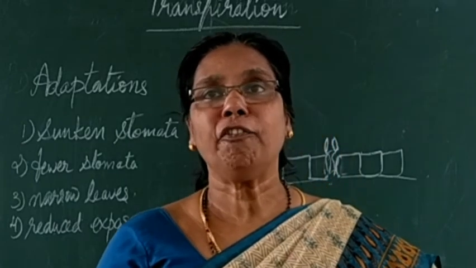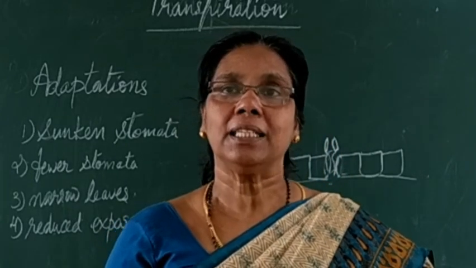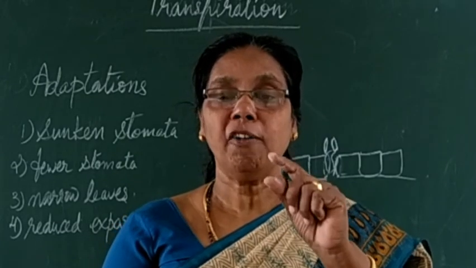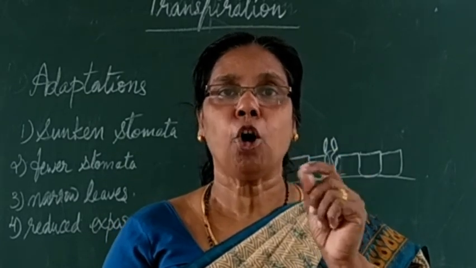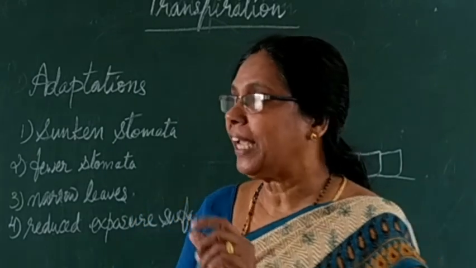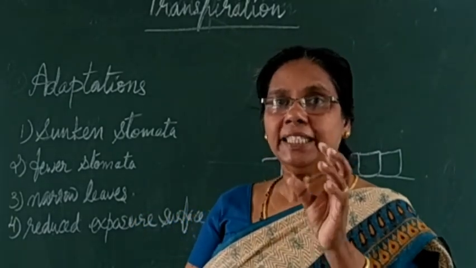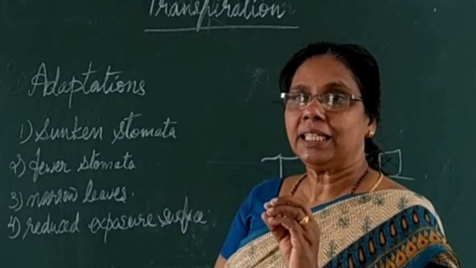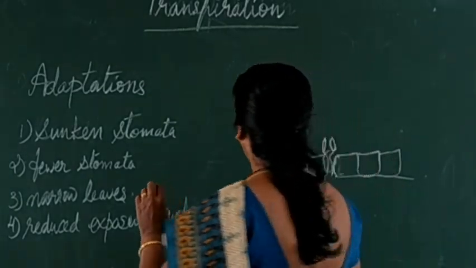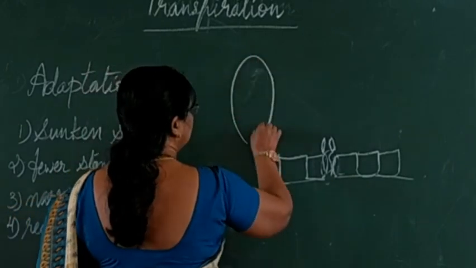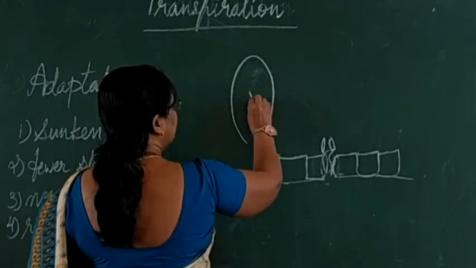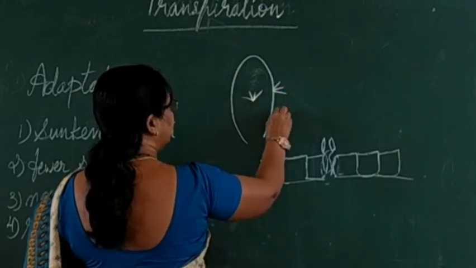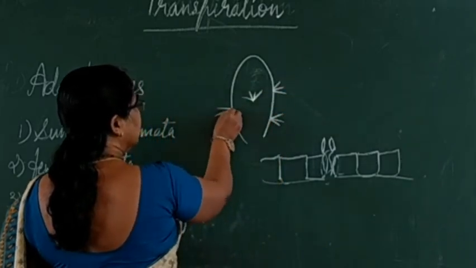Then loss of leaves. In certain plants, leaves will be reduced in the form of spines, thorn-like structures, as in cactus, opuntia. These desert plants where water is very less, you can see that leaves are reduced into thorn-like structures. In opuntia, you can see that stems will be like this. Upon that, these thorns, this is called spines.